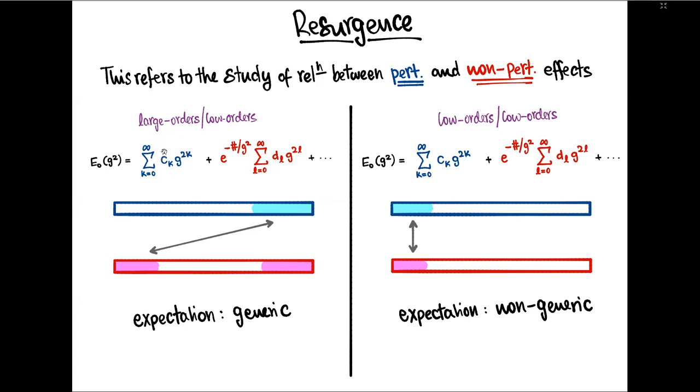Sorry, can you see my cursor when I'm pointing to something? Yes, okay. So when I'm looking at the large order growth of the coefficients c_k, that's represented here by the blue part at the end. It's not a great representation, but this is the perturbative sector, and these are the contributions in the non-perturbative sector, where you have an exponentially suppressed prefactor and then a perturbation series around it. The expectation of large orders, low orders resurgence is that the large order behavior of c_k is going to tell me something about the low order behavior in the non-perturbative sector. So the leading order large k growth of these coefficients is going to tell me something about this quantity over here, which is what we would call the instanton action. And the subleading terms would tell us about the coefficients d_l.